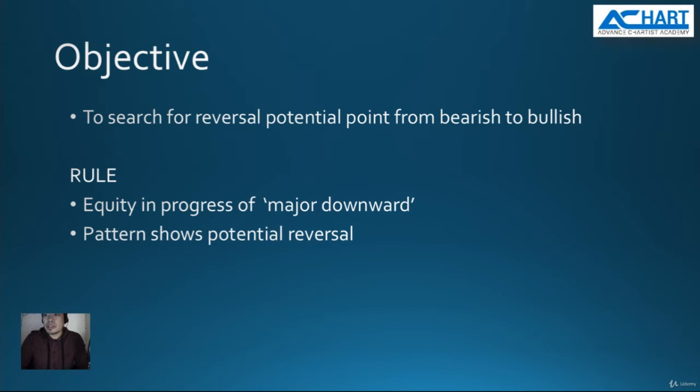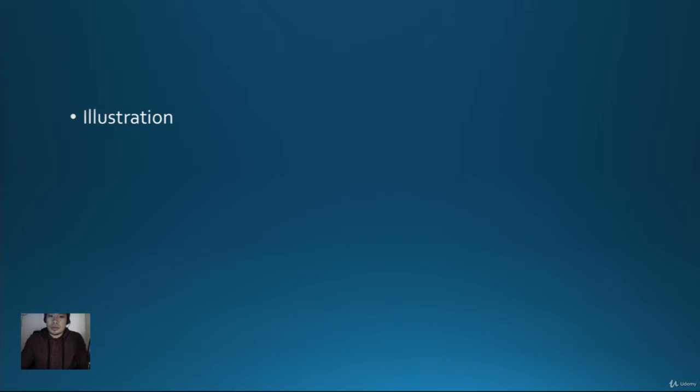This pattern shows a potential reversal. For bottom reversal patterns, we are looking again at a stock that is going downward in a strong downtrend, and we are looking for a potential reversal.